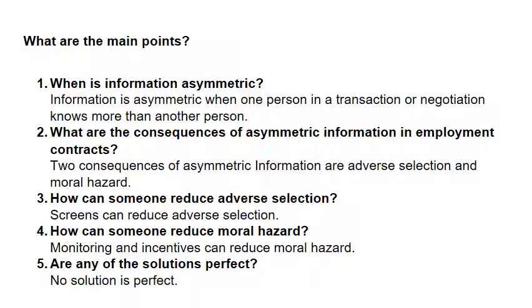The main points. Information is asymmetric when one party in a transaction or negotiation knows more than another party. Two consequences of asymmetric information are adverse selection and moral hazard. One way to reduce adverse selection is through screens. One way to reduce moral hazard is through monitoring and incentives.